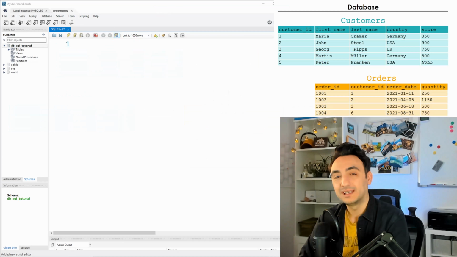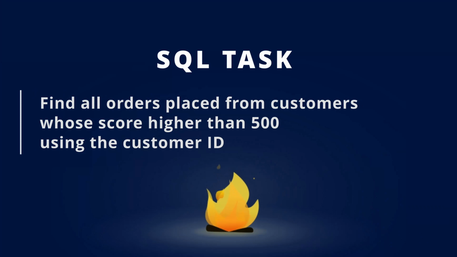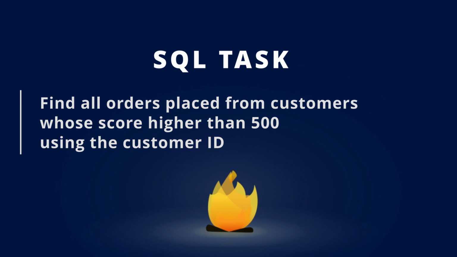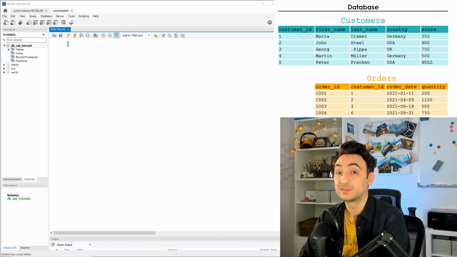All right, so now we're gonna learn how to do subqueries using SQL. For that, we have two options: either we're gonna use the operator IN or EXISTS. Now we're gonna focus on the operator IN to solve the following task. The task says, find all orders that are placed by customers with a score higher than 500, using the customer ID. So let's try to solve that.